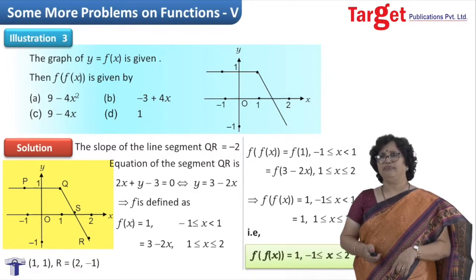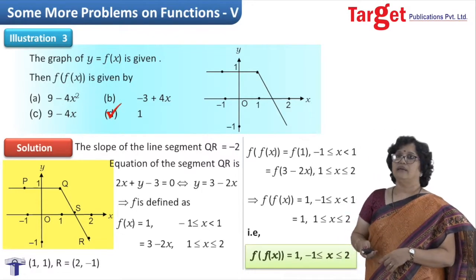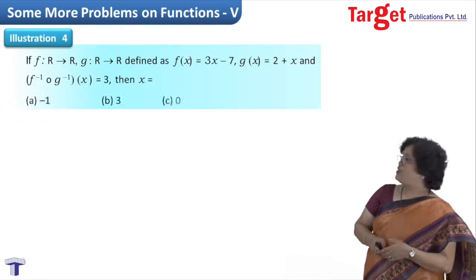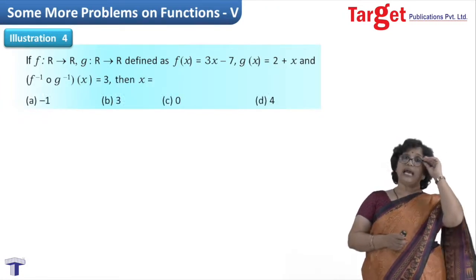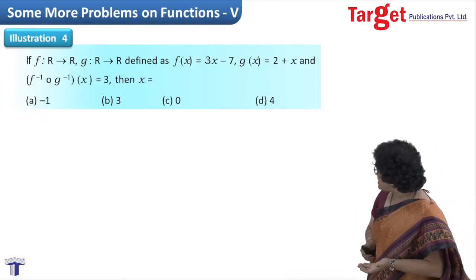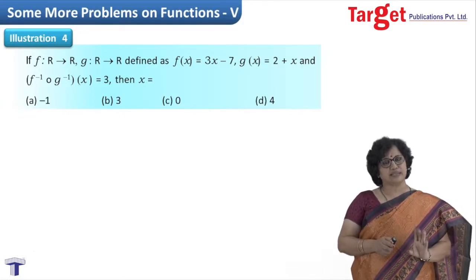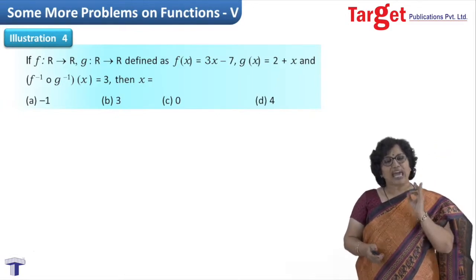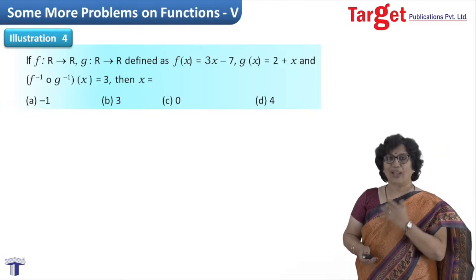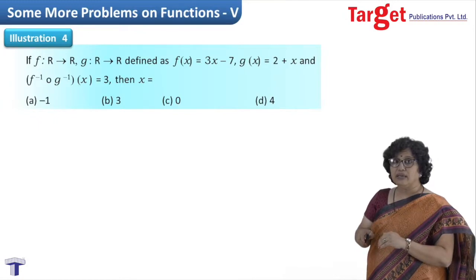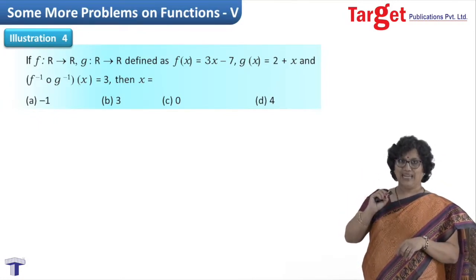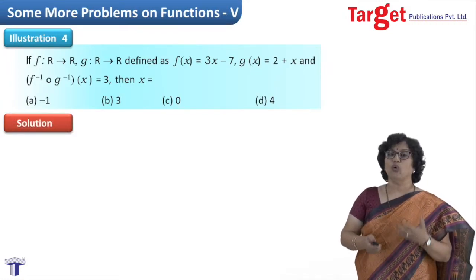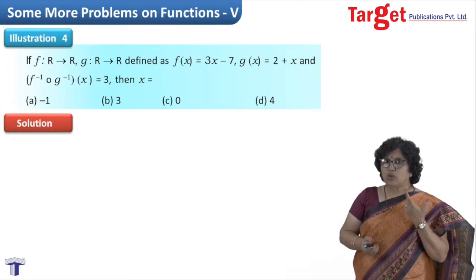Let us try one more before we end the session. I move to next, and the next one is functions f and g. They are from R to R. f(x) is given as 3x minus 7 and g(x) is given as 2 plus x. And the question is that if f inverse or g inverse on x is equal to 3, then what would be the corresponding value of x?